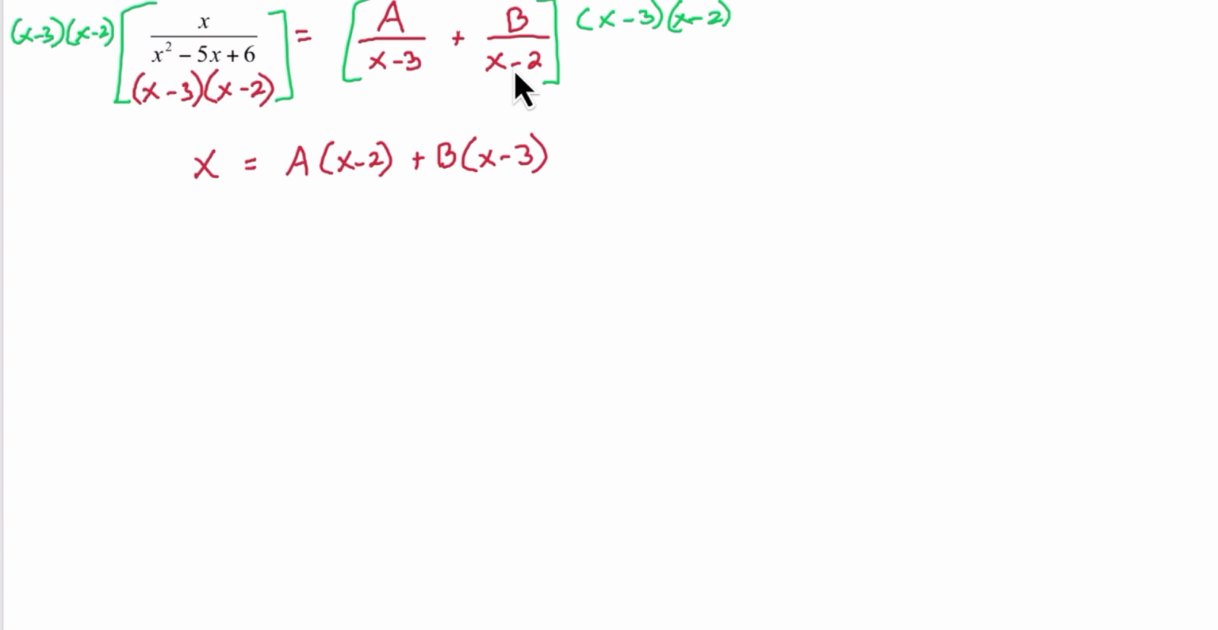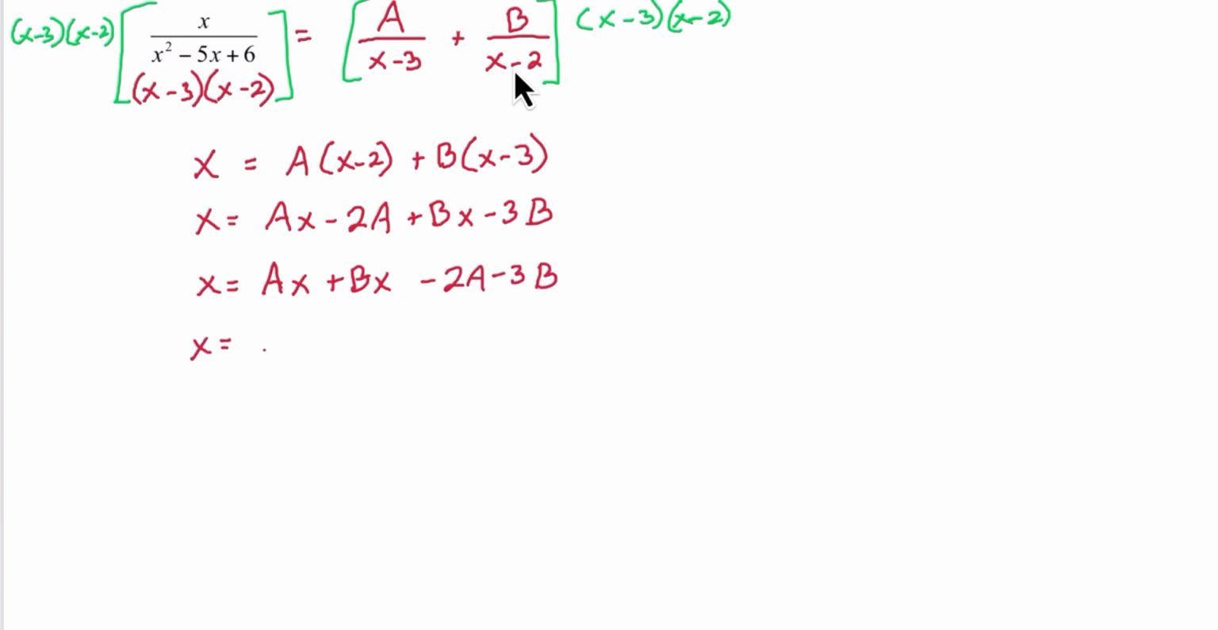At this point, we can go through and distribute the A and B to clean up the parentheses and remove them. We get Ax minus 2A plus Bx minus 3B. Next, on the right side, let's group the x's together and the constants together. So we have Ax plus Bx minus 2A minus 3B. Next, let's factor out an x on those first two terms.